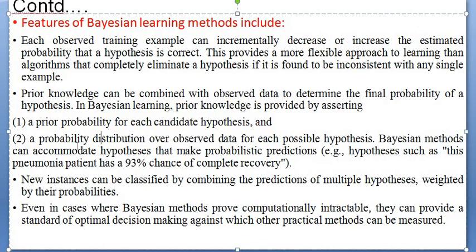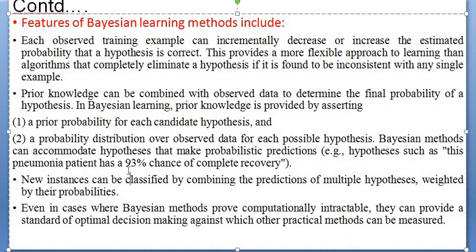Bayesian methods can accommodate hypotheses that make probabilistic predictions. For example, the hypothesis such as this pneumonia patient has a 93% chance of complete recovery. So it is given as a percentage that there is a 93% chance of recovery. How can we correctly tell that there is a 93% chance of recovery? It happens because of the probabilities. Here, 93% is nothing but 0.93.